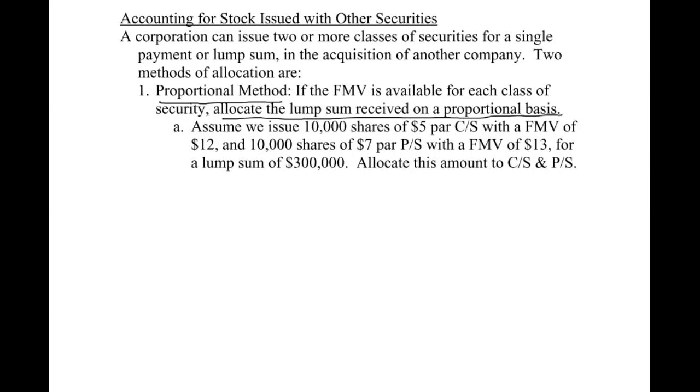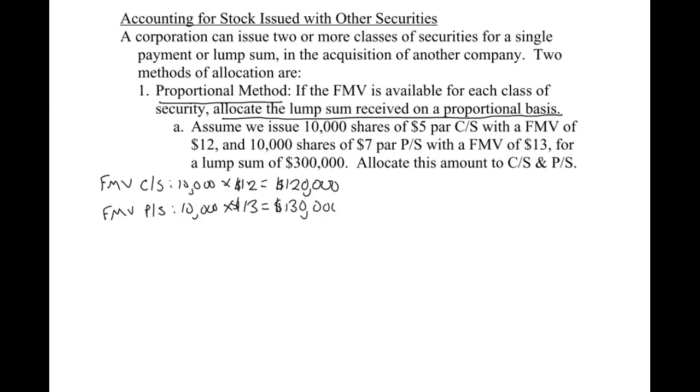So the first thing we need to do is get the fair market value of each. I'm going to start a little farther to the left, because I'm going to put my journal entry over on the right when the time comes. The fair market value of the common stock is 10,000 shares at a fair market value of $12, so that's 120,000. And the fair market value of the preferred stock, we do the exact same thing. It's 10,000 shares, and its market value was 13, so that's 130,000. My total fair market value is 250,000.